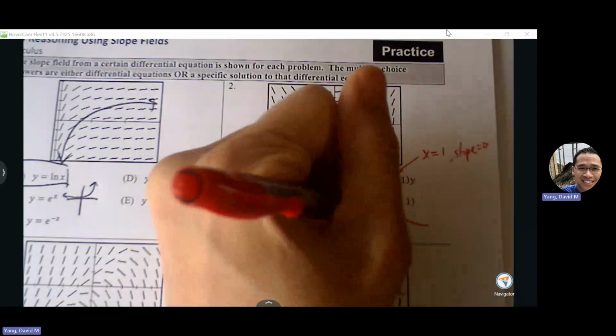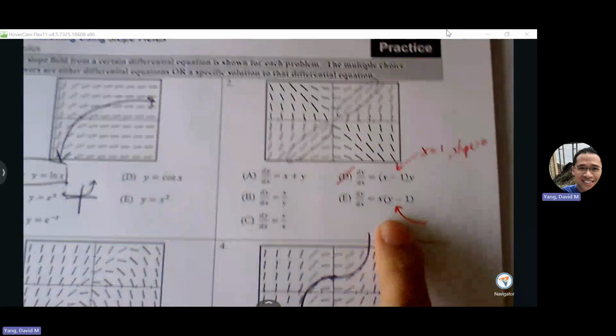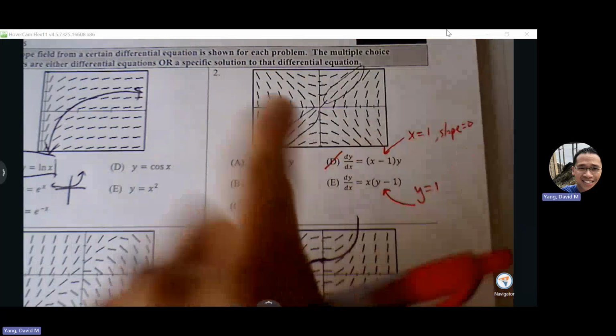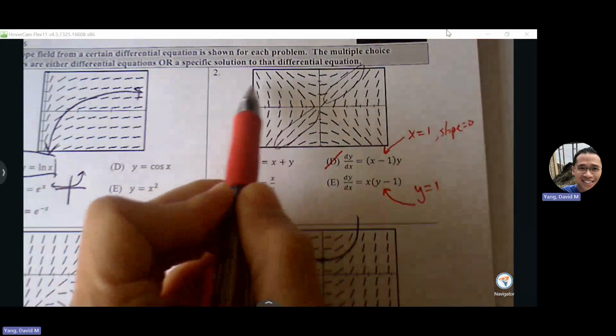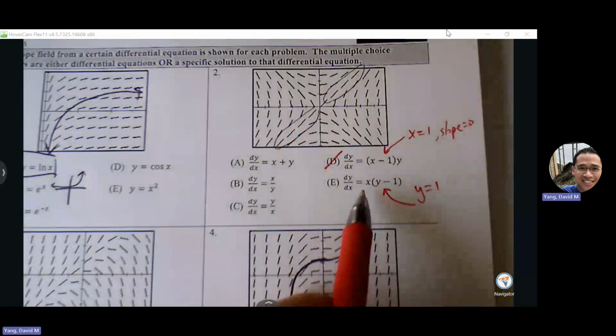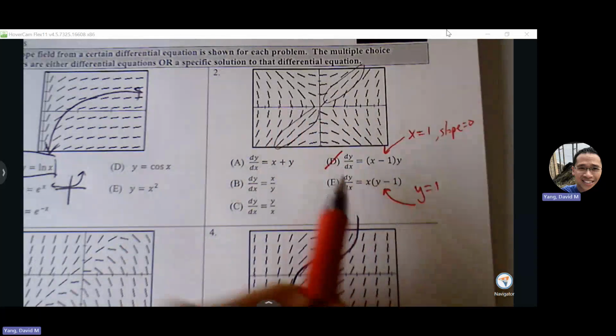So for this one, where is this telling us slope 0 should occur? When y is 1, right? Because 1 minus 1 is 0. So when y is 1, that's basically along this y equals 1 line. It should be showing me slope zeros, but it's not. So I know this can't be the right option.